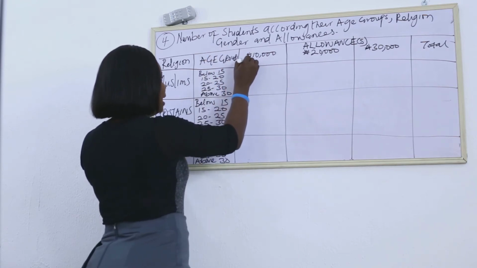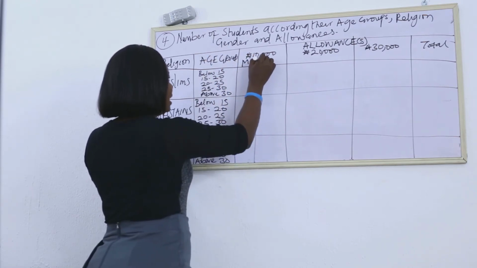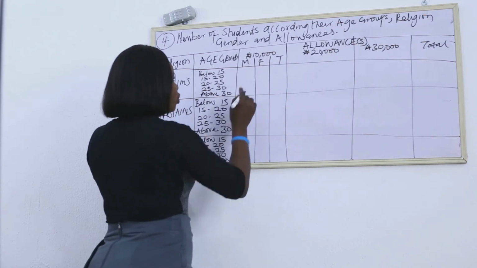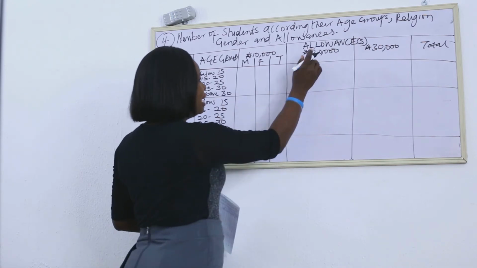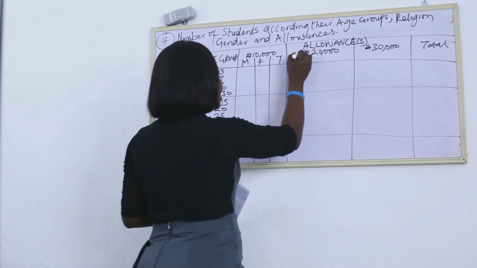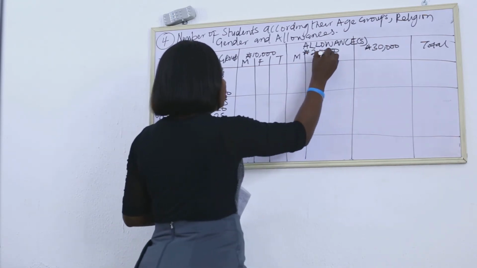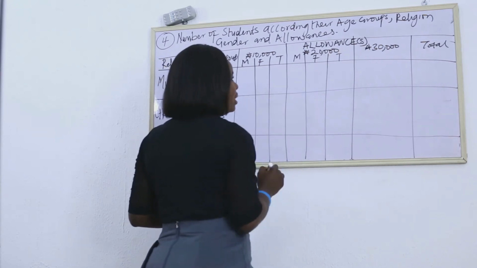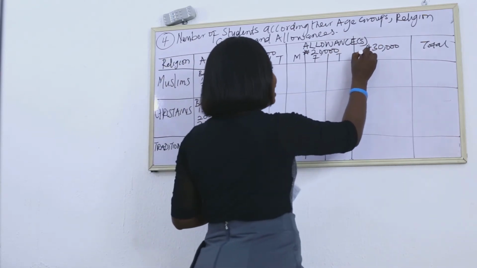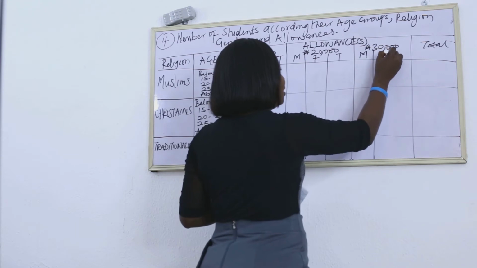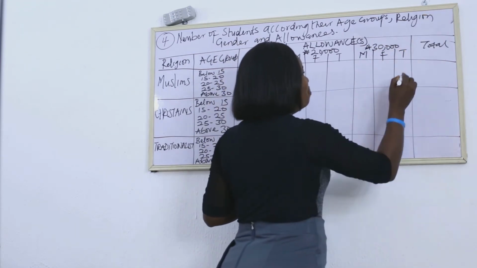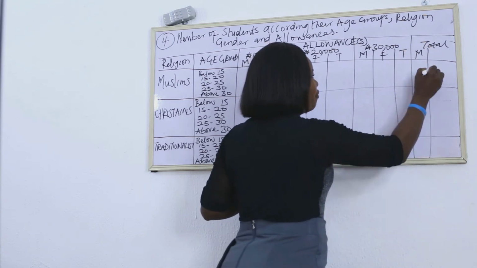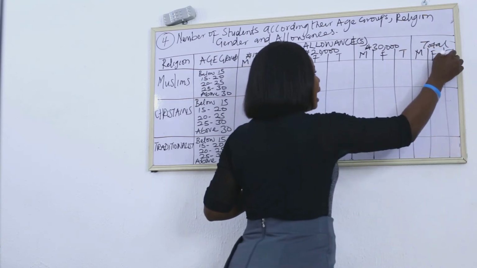We have male, we have female, then we have the total number of students that take 10,000 on a monthly basis. Then for 20,000 too, we have male, we have female, then we have total. Then for 30,000, we have male, we have female, then we have total. Then we have the total of male, total of female, and total overall.